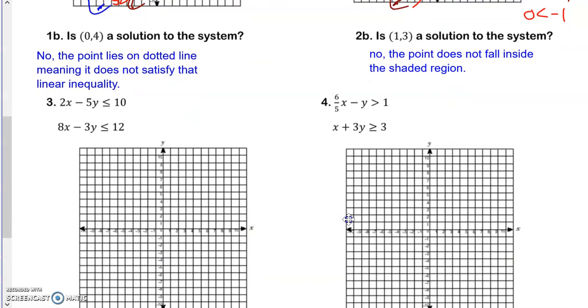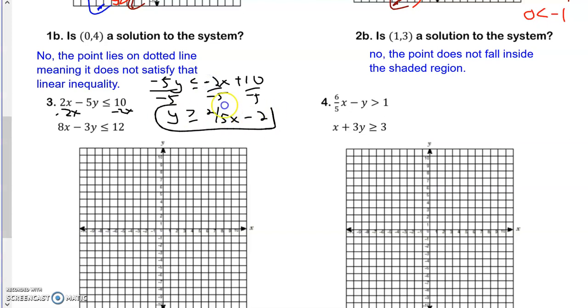So taking a look at number 3, again, I'm looking to see if y is by itself, and it is not. So I'm going to subtract the 2x, and so I'm going to have negative 5y is less than or equal to negative 2x plus 10. Then I'm going to divide by a negative 5, which means I have to change the inequality sign. And so now it's greater than or equal to, and then two negatives make a positive, and I'm going to get a minus 2. So then I do m is 2 over 5, and b is negative 2.